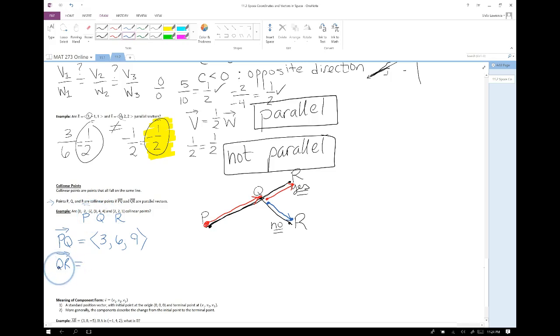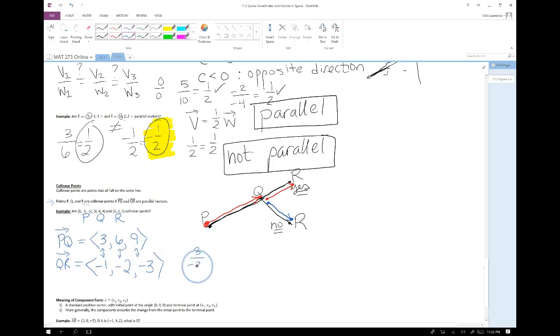QR has initial point Q, terminal point R, so we're going to do the R coordinates minus the Q coordinates. So 2 minus 3 is -1, 2 minus 4 is -2, and 1 minus 4 is -3. And we want to determine if these two vectors are parallel. So now that we have these vectors in component form, we're going to check the ratios between the corresponding components and see if they all come out to be the same.